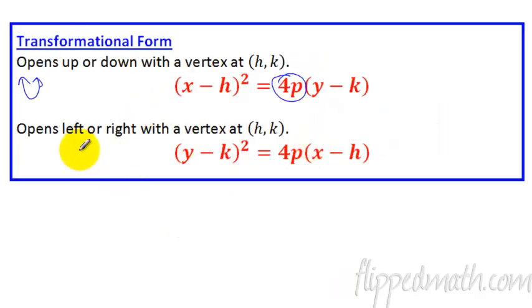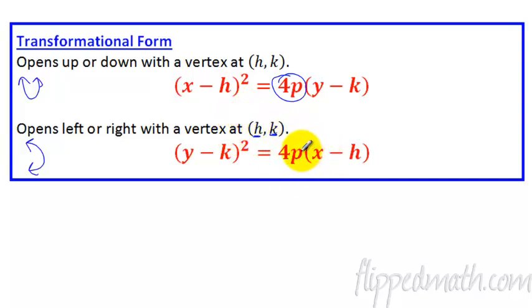So then we go to opening left or right. How do we know if it opens left or if it opens right? The y is being squared. This is what we're not familiar with. But notice the h and the k, the h still goes with the x. The k still goes with the y. So don't swap those. Be careful that you're not getting them confused. The h always goes with the x. The k always goes with the y.